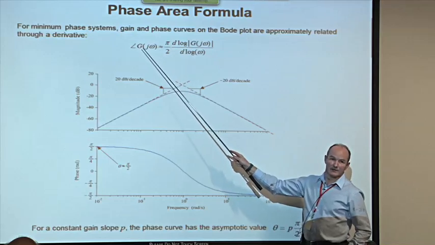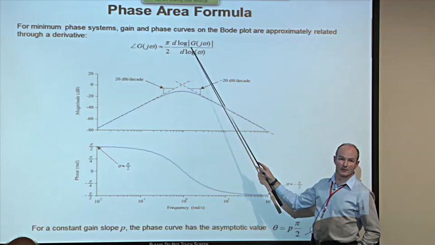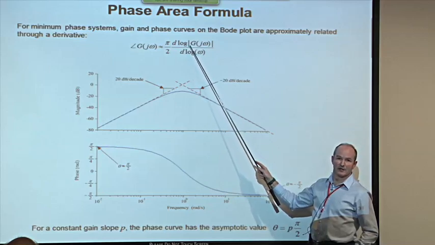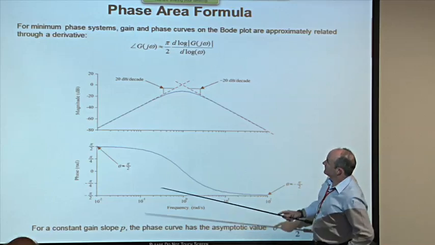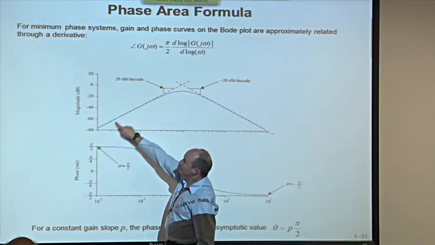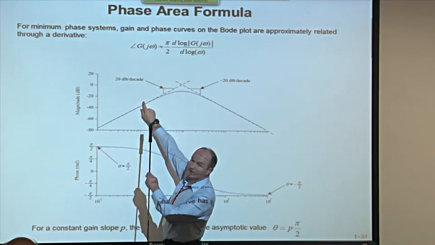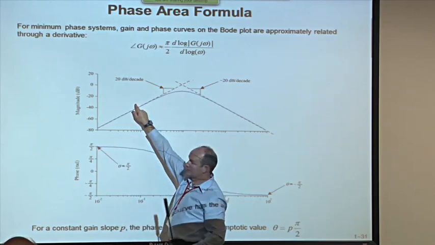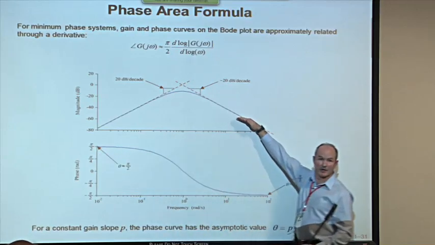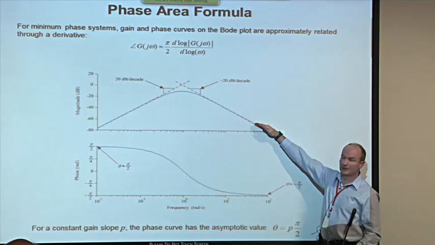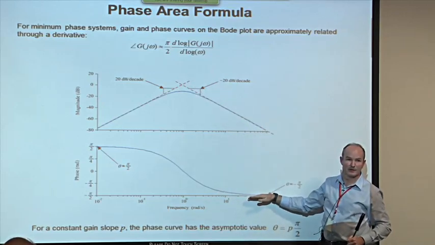The phase is approximately equal to pi over 2 times the slope, where the slope of the magnitude curve is in multiples of 20 dB per decade. So in this case, it's plus 1, because it's 20 dB per decade going up. So the phase is approximately pi over 2 times that for this system. And over here we have a slope of minus 20 dB per decade, that's minus 1, so the phase is going to be pi over 2 times minus 1, minus pi over 2.